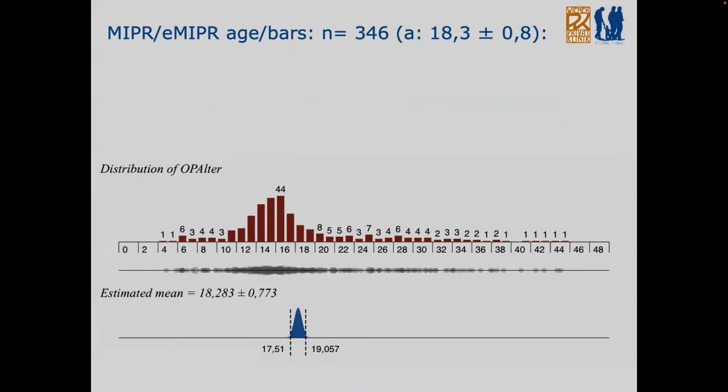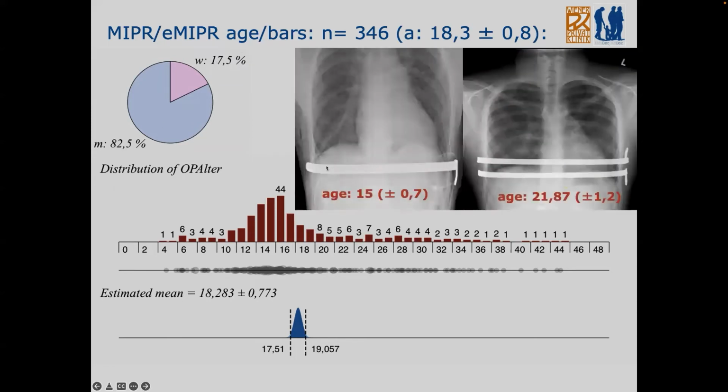Here is the age distribution of these 346 patients, and you see that already between 14 and 16, around 15, we have the highest incidence of operations, and the mean age of all the patients is 18.2. Females are in about 20% affected, males are in about 80% affected. If you have one implant, usually it's a younger patient. If you have two implants, it's usually an older patient.